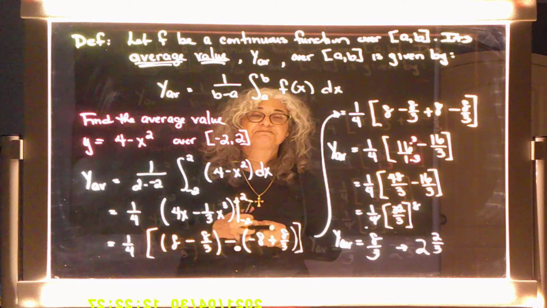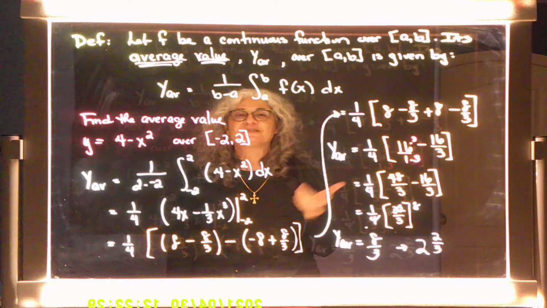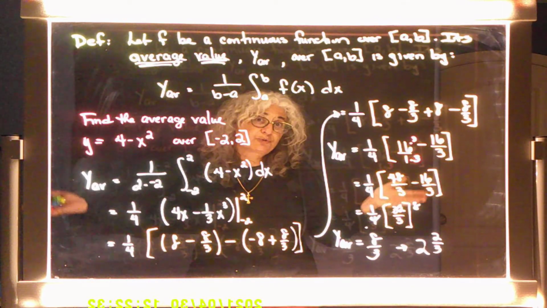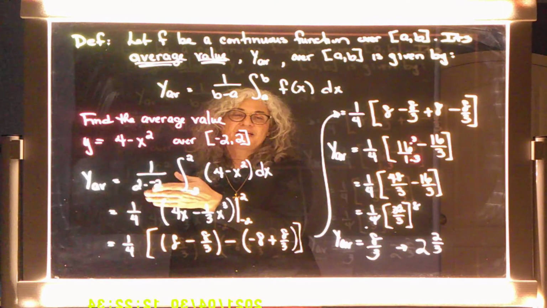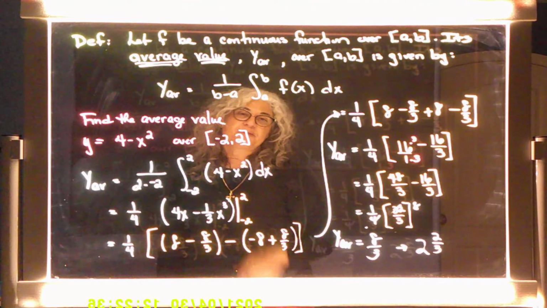With me? So the average value is not so bad to find. It's taking the integral, which we've been doing, but it's just multiplying by the 1 over b minus a.